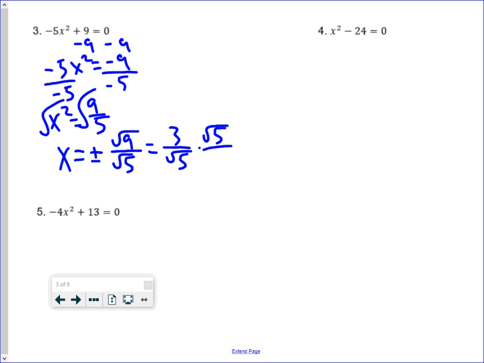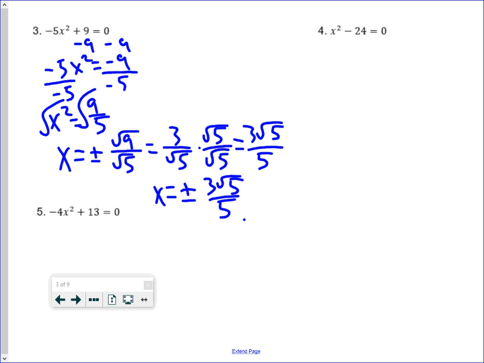So we have root 5 all over root 5. We can do that since root 5 divided by root 5 is 1. We're not changing the value of the function. But when we do this, we are going to get 3 roots of 5 all over 5, because root 5 times root 5 gives you root 25, and the square root of 25 is just 5. So this is what our answer is. We get x equals plus or minus, do not forget that, 3 root 5 all over 5.